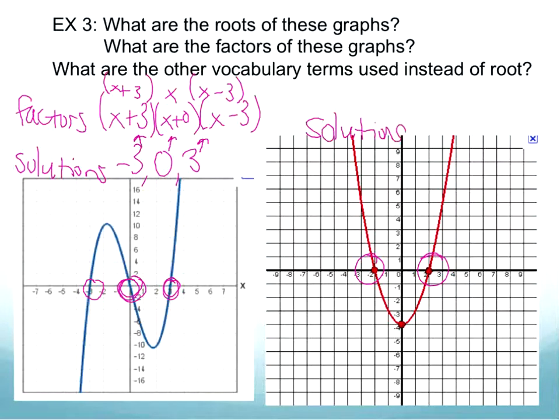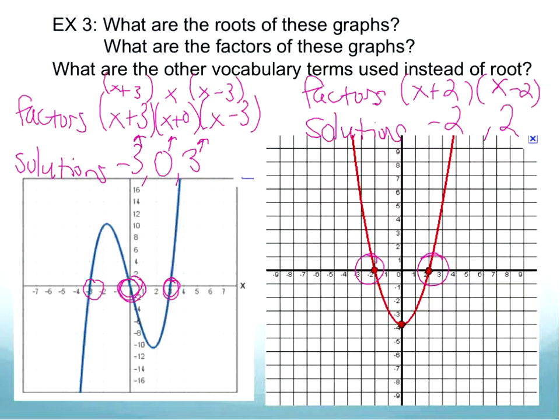So let's write out the solutions for my red graph. My solutions will be -2 and +2. And please now write the factors. So I want you guys to be able to go both directions. So my -2 is going to become x plus 2, and my +2 will become an x minus 2. How are we feeling from graphs? Not bad? The graphs tell us a lot of information, right?